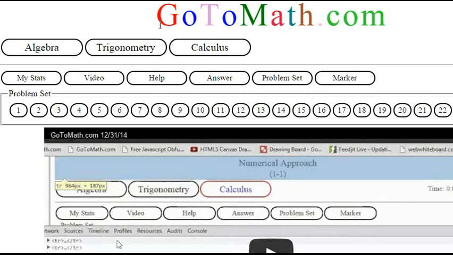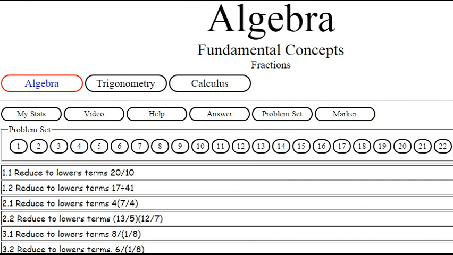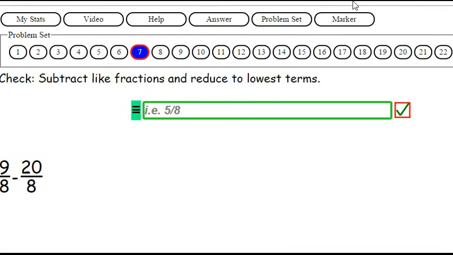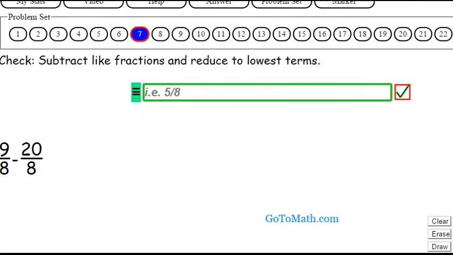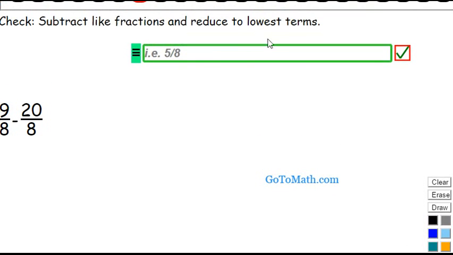So we're over here at gotomath.com. Let's click on the algebra, go down to fractions, and I believe we're looking at 7.2. You can always click on the buttons up here if you want to do that instead. Alright. Subtract like fractions, reduce to lowest terms.